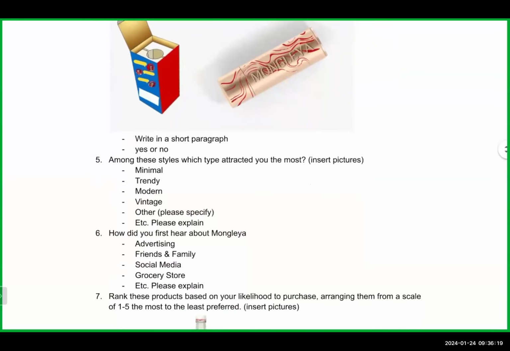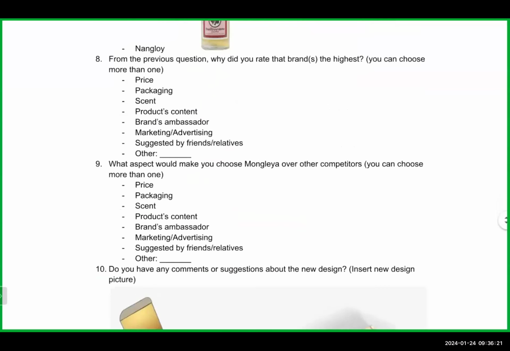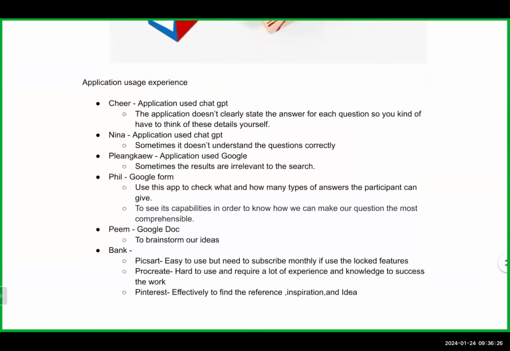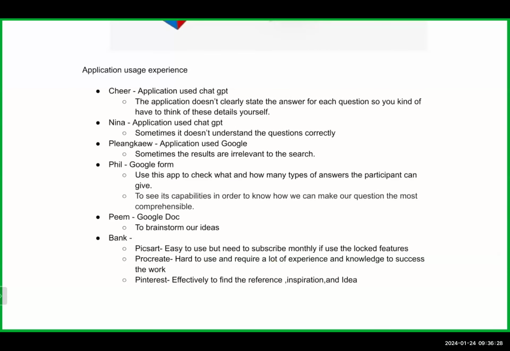Can you go down to the bottom of the doc, please? Thank you. Yeah, this is where I will list the applications that we use. We use ChatGPT, Google Docs, and Google Forms. We list some pros and cons and the way that we use it right here. If Ajahn wants, we can go one by one, from the people in our group, and say what application we used and what we think about it.